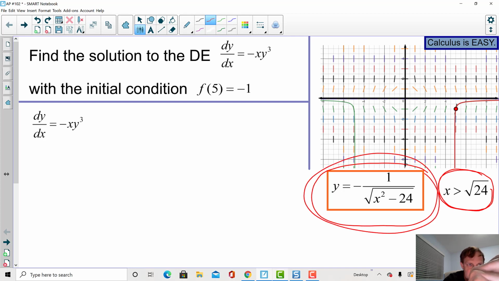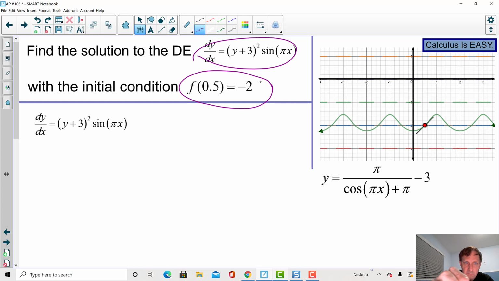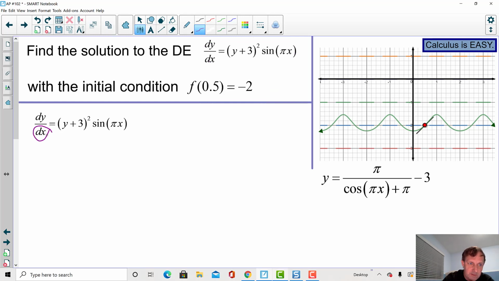All right, let's do our very last example. Okay, again, they're asking us to find the solution to this differential equation right here, given this initial condition right here. So again, we need to separate it. We need to get the x's on the right side, so I'm going to multiply both sides by dx. And I need to get anything with a y over the left side, so I'm going to divide by (y plus 3) to the power of 2.